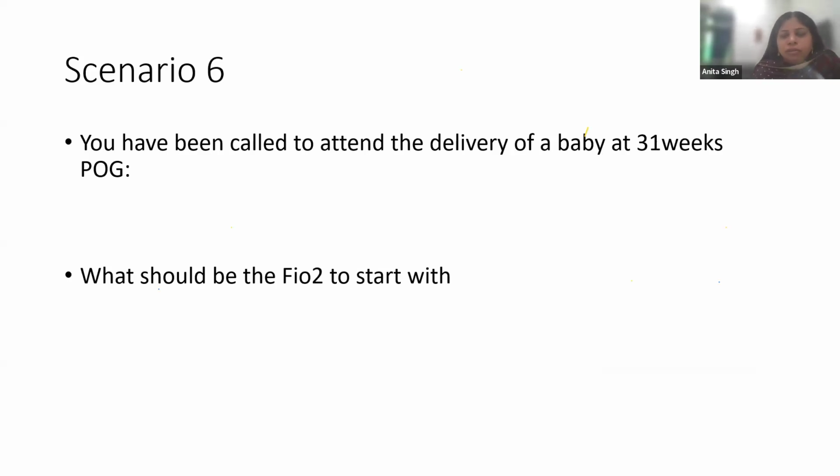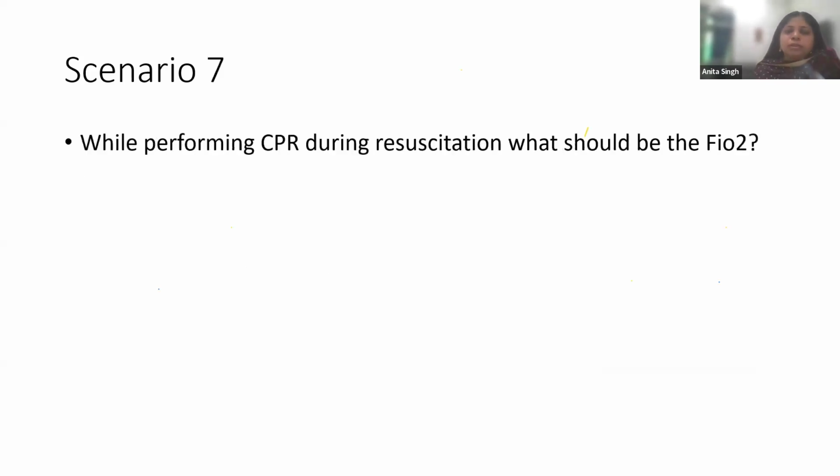And if you have to attend the delivery of a baby who is 31 weeks POG, the FiO2 start should be 21 to 30%, and subsequent titration should be according to the SpO2 level. While performing CPR in the delivery room, one has to use 100% FiO2.